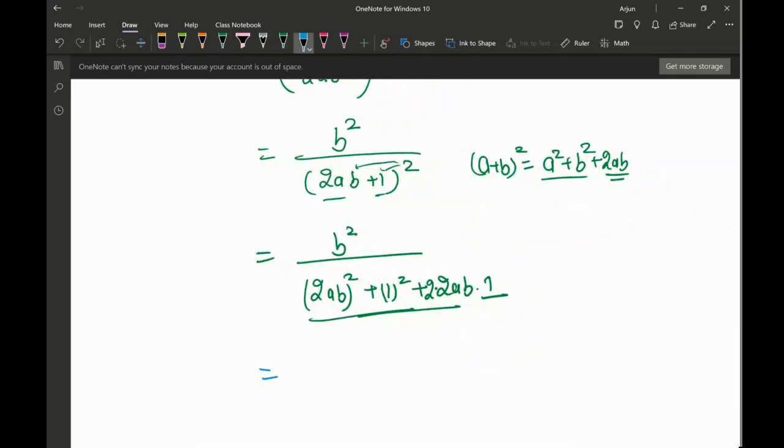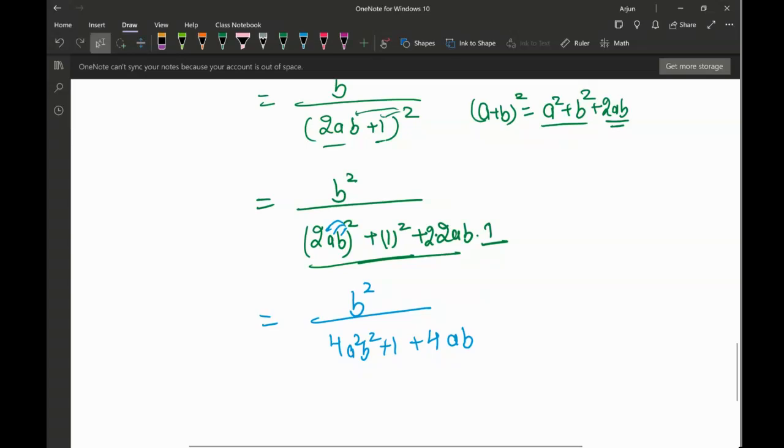Now b square upon this, now I can distribute the 2 to all the terms. This is 4a square b square plus 1, and then this will be 4ab. This will be my final answer for this question.